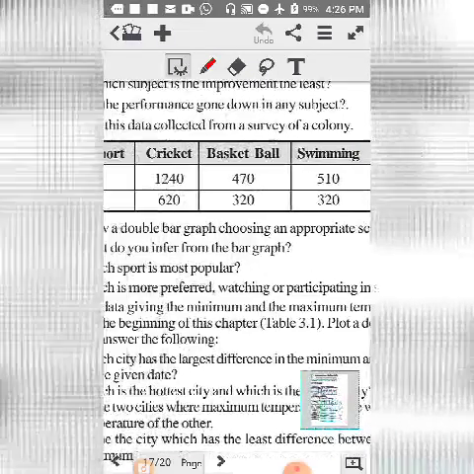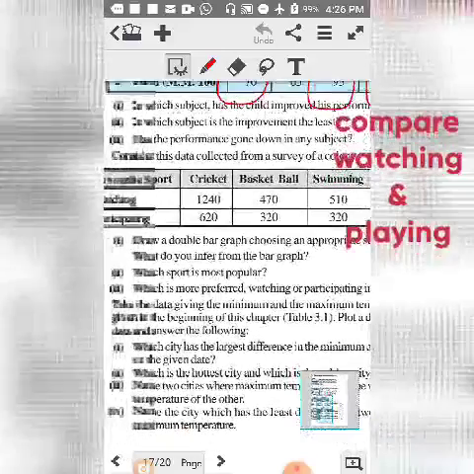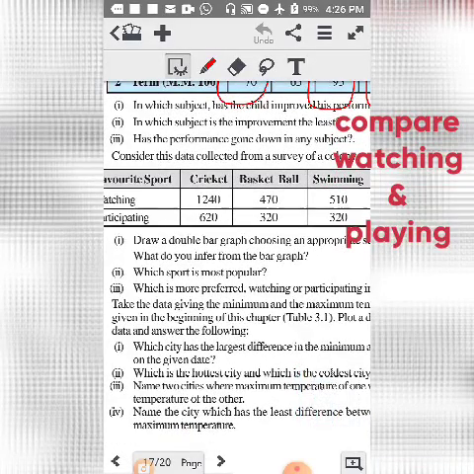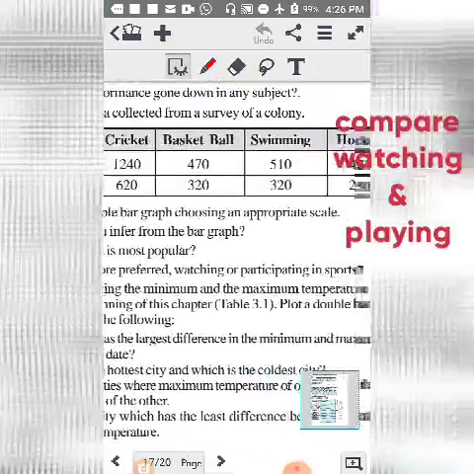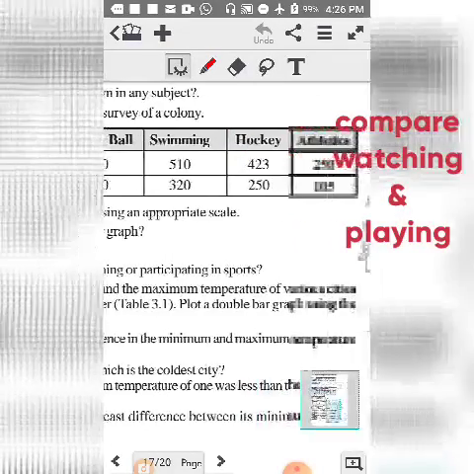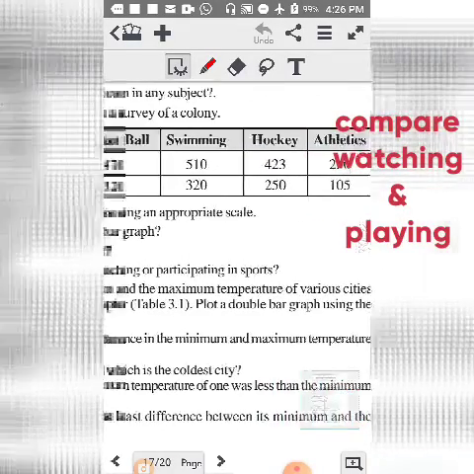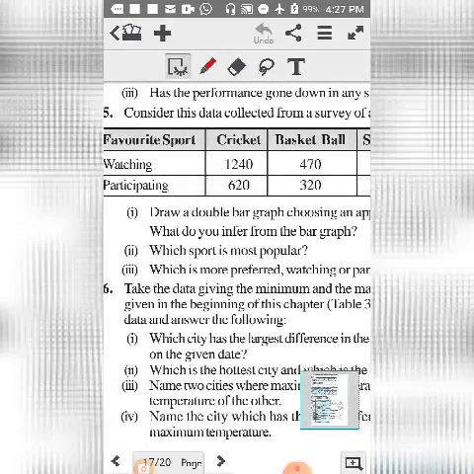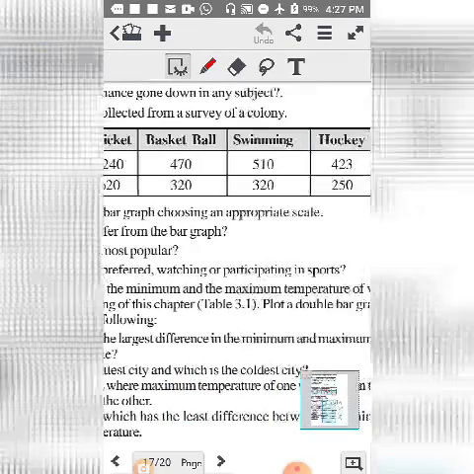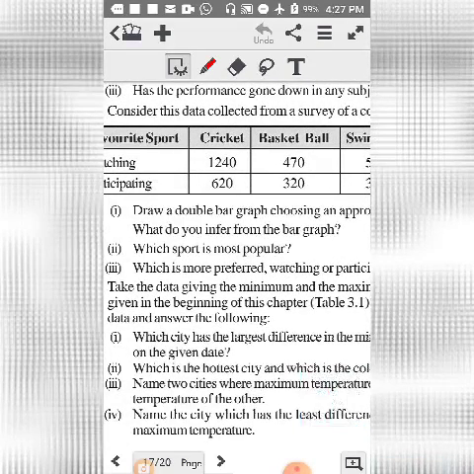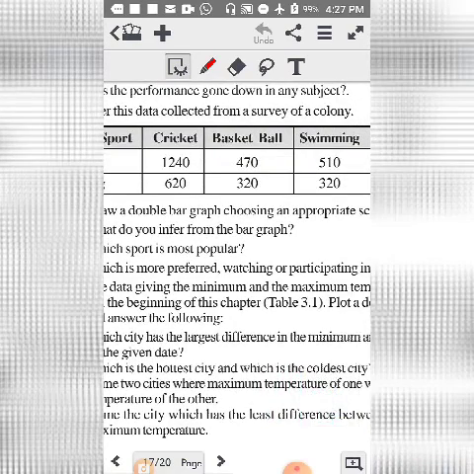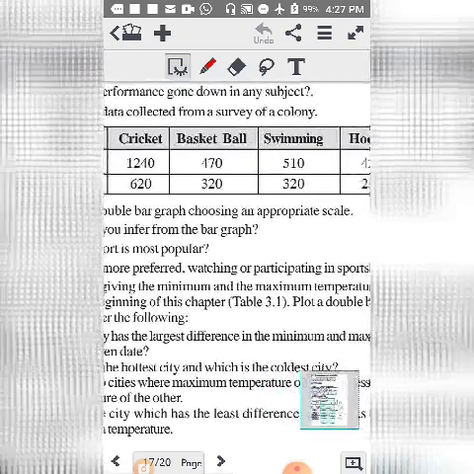The one where more people are there. So it is clearly showing that cricket is most popular because most people watch it. And which sport is less popular? You can see athletics is less popular, fewer people watch it. What is more preferred, watching or participating? Do they prefer to watch or prefer to play? From the information, people prefer to watch the games more.